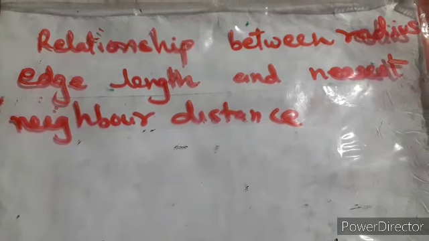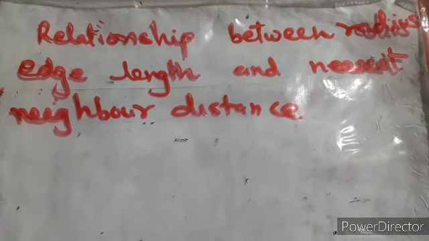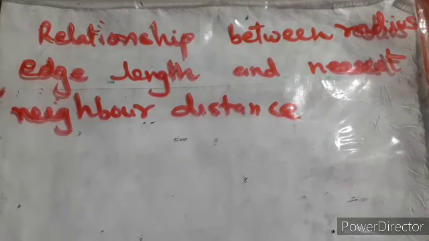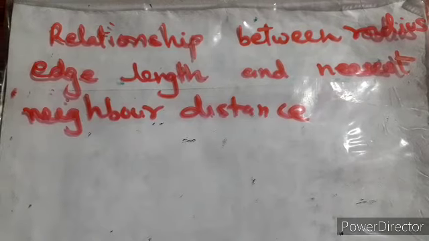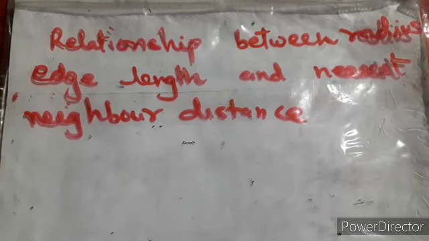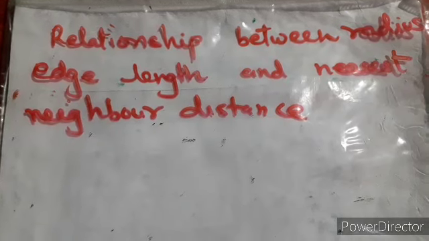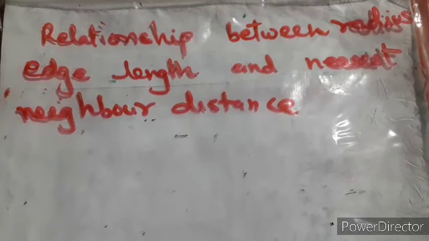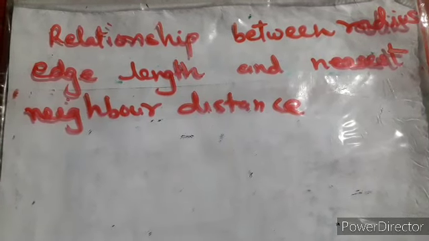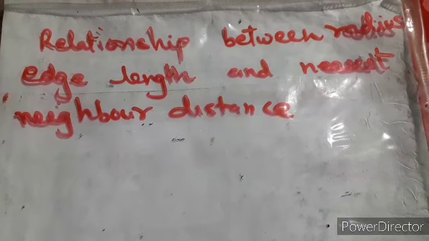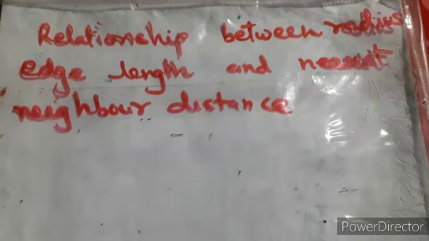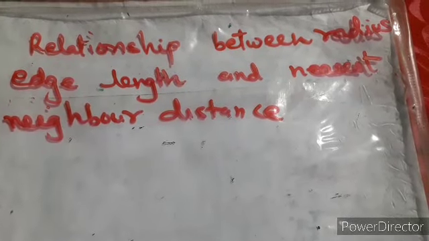Class 12th, we are focusing on the next topic for the solid state, and that is the relationship between radius, edge length and the nearest neighbor atom. Actually, derivation of this topic is not there. We have certain formulas for all the three types of unit cells, for FCC, BCC and SCC. But I just want to tell you what a radius is, what the edge length is, and what the nearest neighbor distance is. This thing you can see with the help of a diagram.